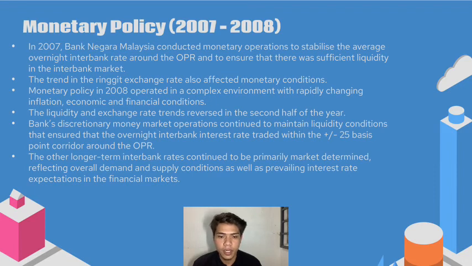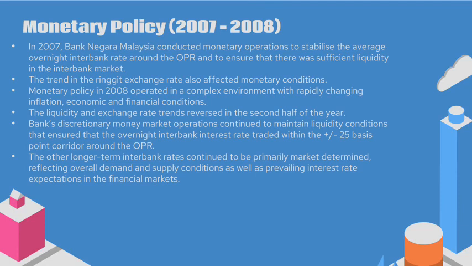Throughout the year, the bank's discretionary money market operations continued to maintain liquidity conditions that ensured that the overnight interbank interest rate traded within plus or minus 25 basis point corridor around the OPR. The other longer-term interbank rates continued to be primarily market determined, reflecting overall demand and supply conditions as well as prevailing interest rate expectations in the financial markets.